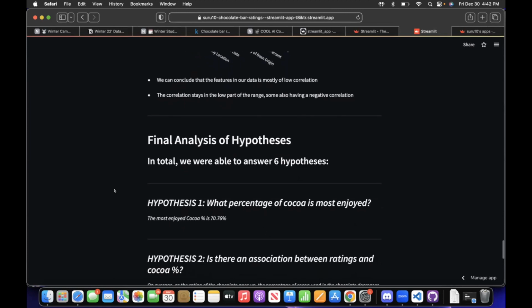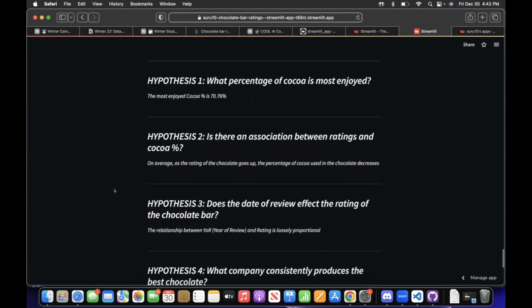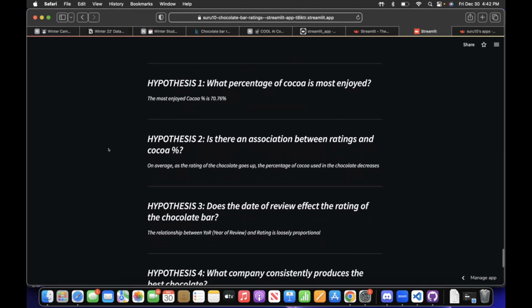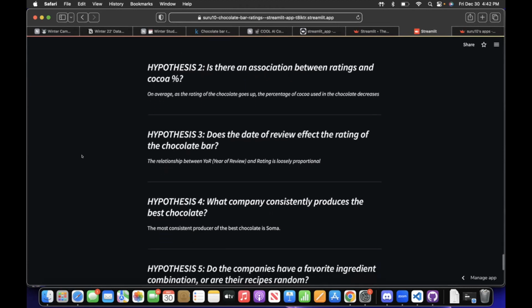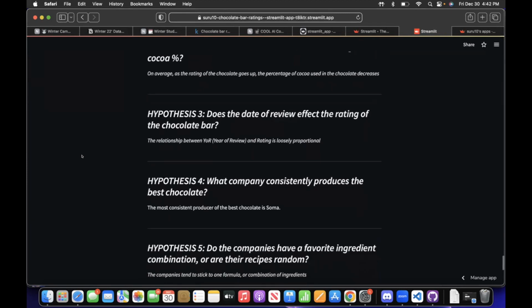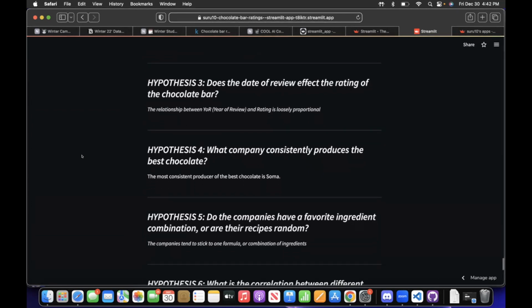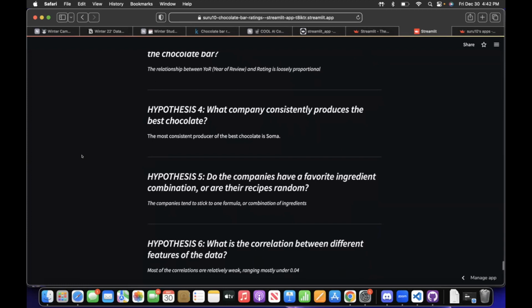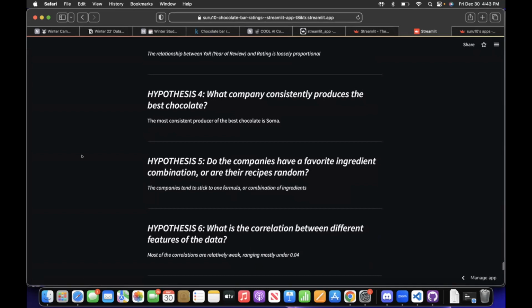To conclude from our chocolate bar ratings data set, we were able to answer 6 hypotheses. We came to the conclusion that the most enjoyed cocoa percent is 70.76, and that the lower the cocoa percent, the higher the rating. Also, the year of review and the associated rating are not very proportional, meaning there's no set year in which ratings were mostly higher than the rest. We also found that the company Soma was the most consistent producer of the best chocolate, and that in general, companies didn't vary their ingredients much and mainly stuck to 1 to 2 combinations of ingredients. And finally, we concluded that our data features are mostly independent since the values are close to 0 in the heat map and therefore aren't very correlated to each other.